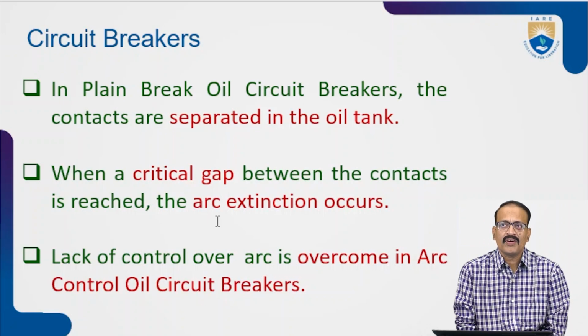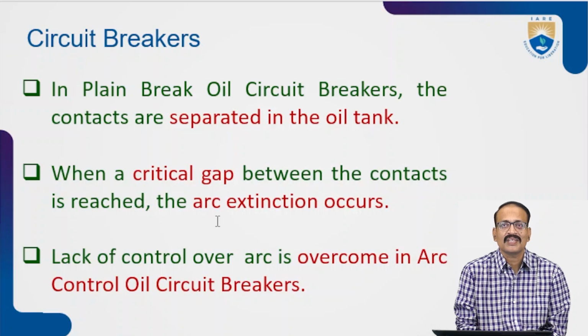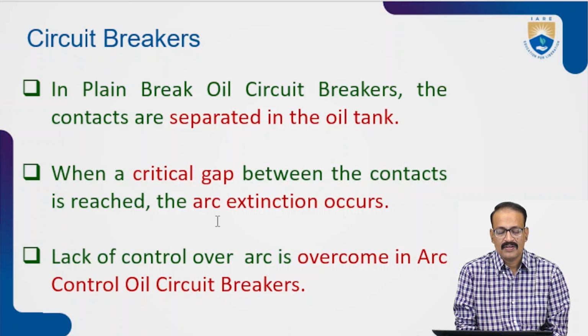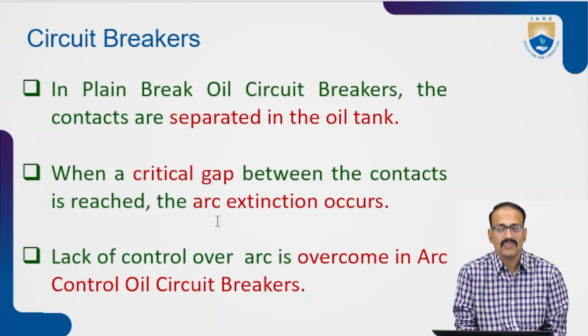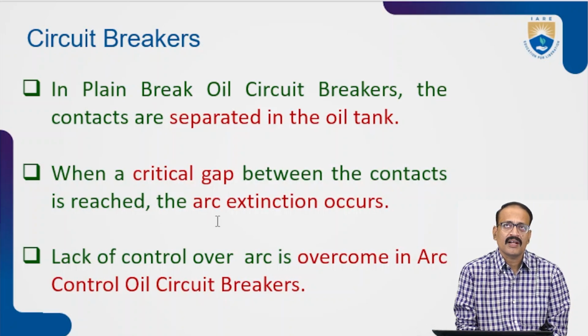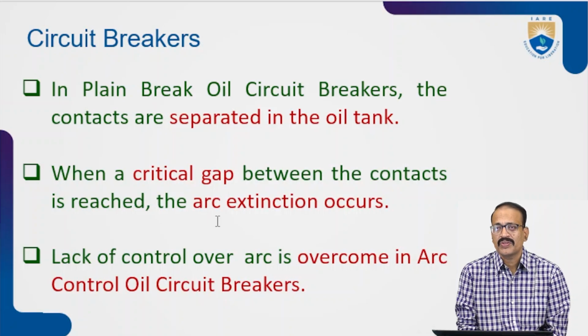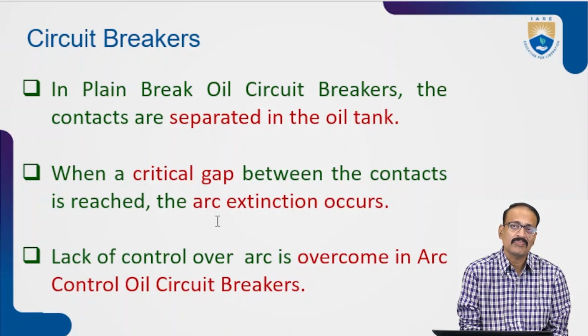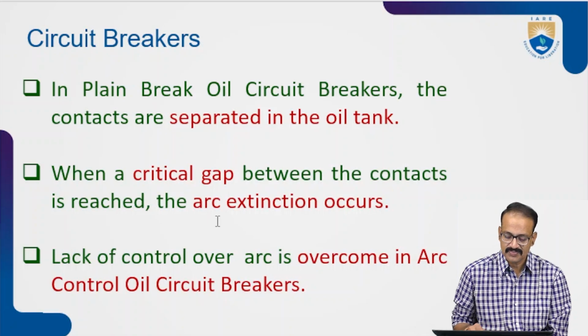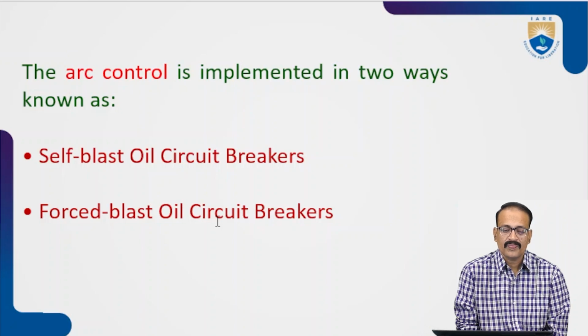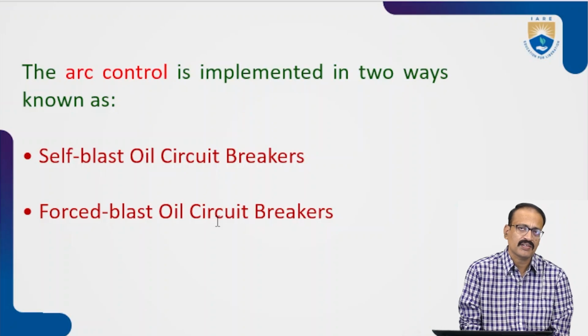So the lack of control over the arc is overcome in arc control oil circuit breakers. Generally we do not have control over the arc, so that lagging is overcome in this arc control type, where arc control is implemented. So how are we controlling the arc?